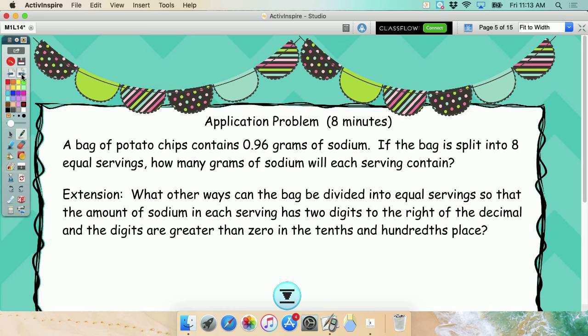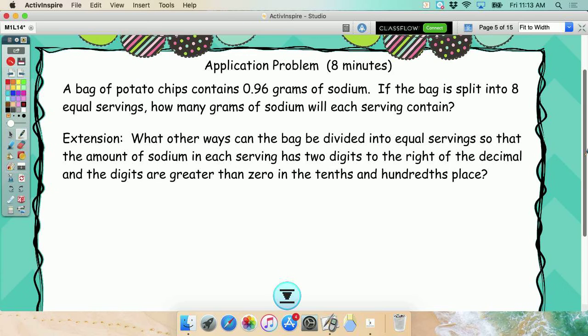Okay, let's take a look at. We're going to save the extension part of this till the end. So we're going to just solve the problem. Then I'm going to do the lesson with you. Then we'll come back and see if we have time to do this extension.